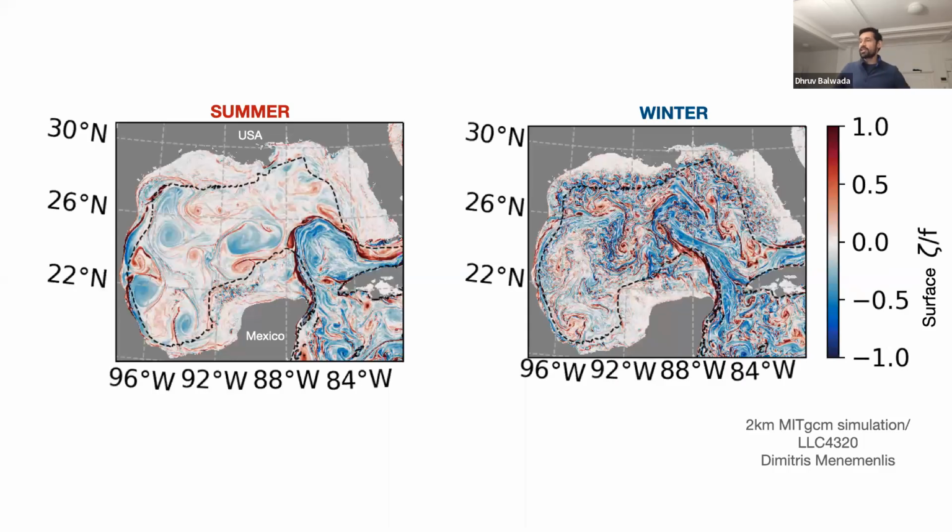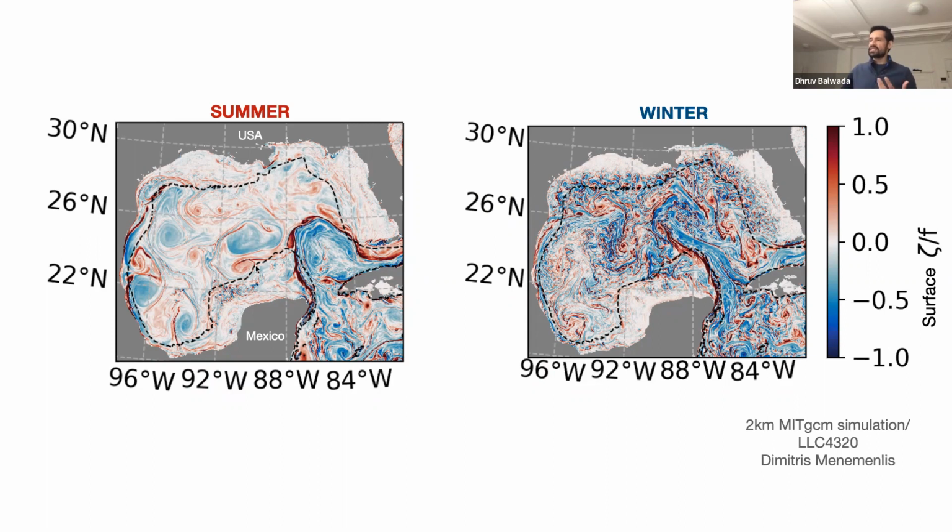In the sub-mesoscale permitting model, what I'm showing you is the Gulf of Mexico, because that's a region that I'll be focusing on in the rest of this talk. I'm showing two snapshots. One is in the summer and the other one is in the winter. What's plotted here in color is surface vorticity, normalized by the Coriolis frequency. When the values are bright red, that's a vorticity of 1, positive cyclonic vorticity. When the colors are blue, it's anticyclonic vorticity.